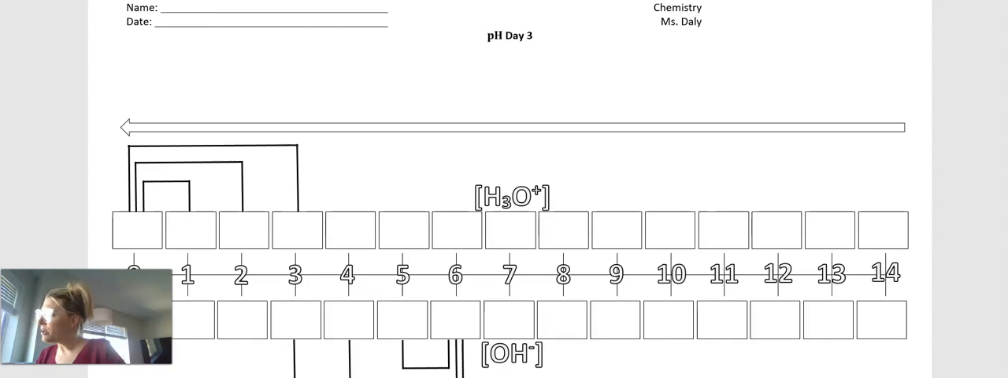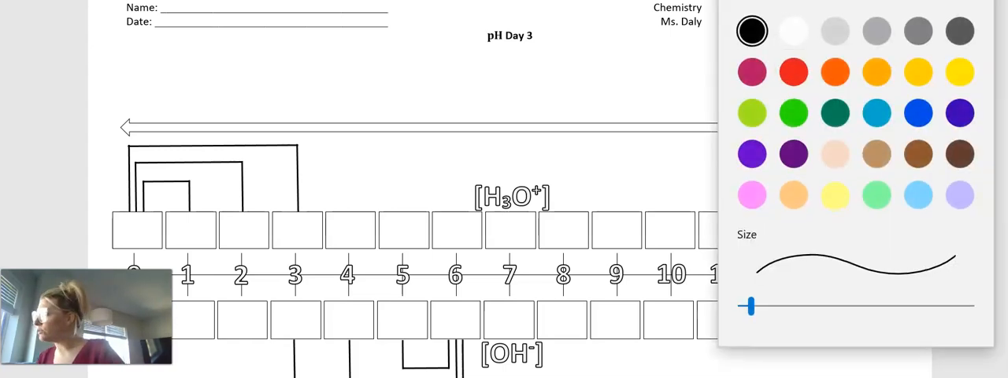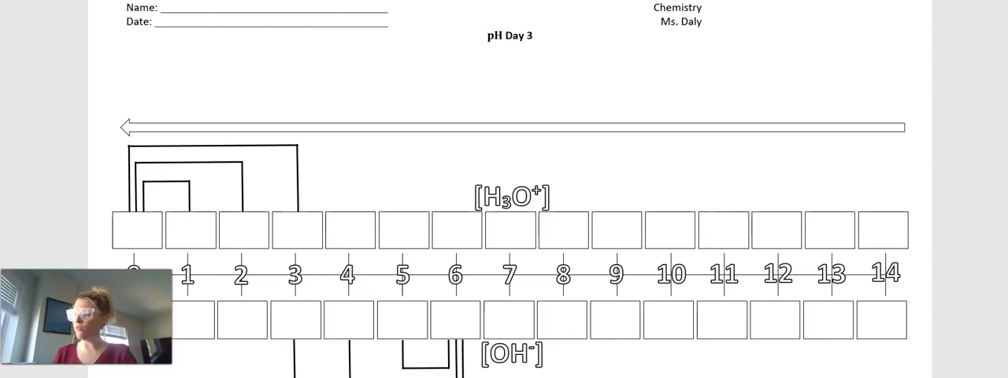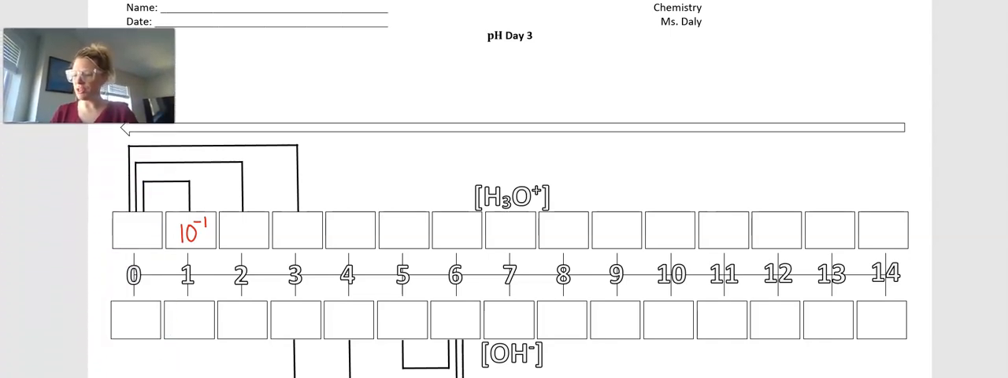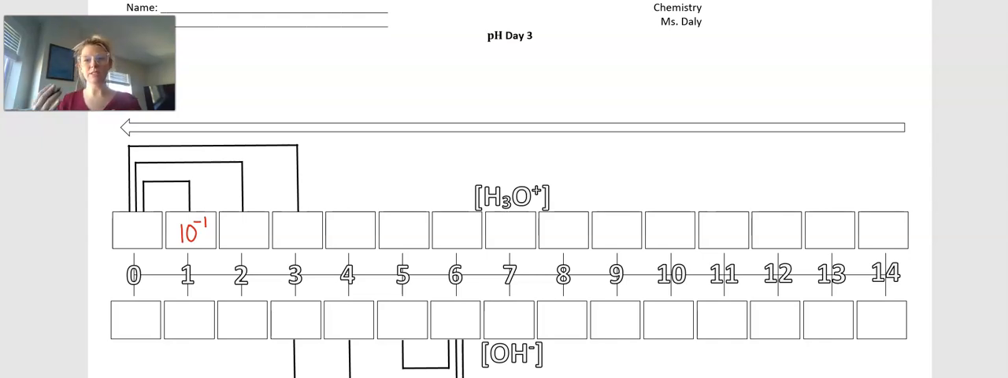So our concentration of H3O+ at a pH of 1 is 1.0 times 10 to the negative 1. Just to keep things nice and neat, I'm just going to put 10 to the negative exponent value, but if you want to write the full number in there, please feel free. Now if this is our concentration of H3O+ and the sum of our two exponents must be negative 14, that means our concentration of hydroxide at this pH is 10 to the negative 13.